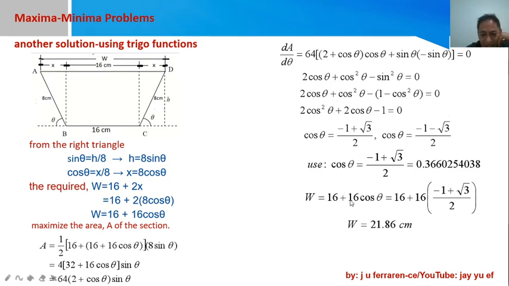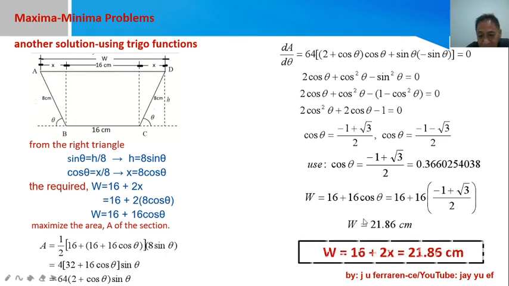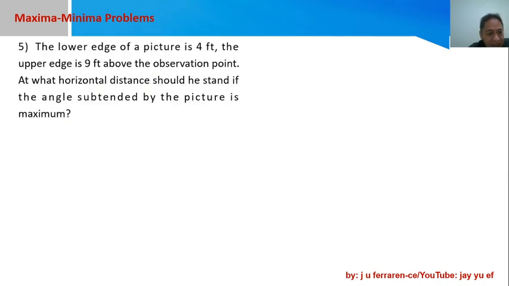Now, my W is equal to this, and from the cosine theta, I'll be using the exact value, so I come up with this, and my W is obtained to be the same as the previous. So the width of the upper base is equal to 21.86 centimeters.